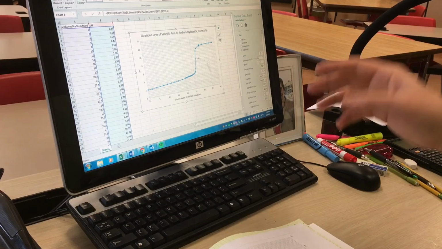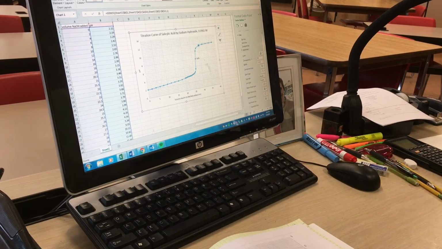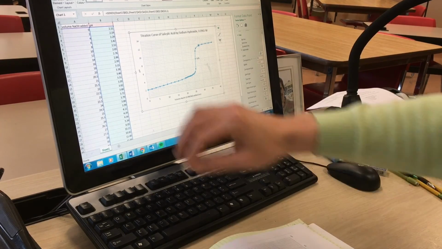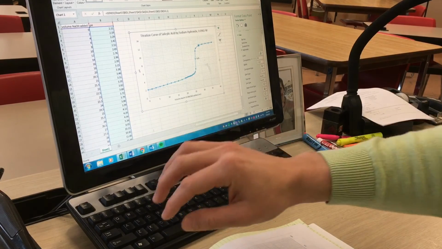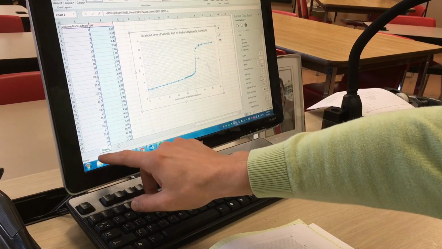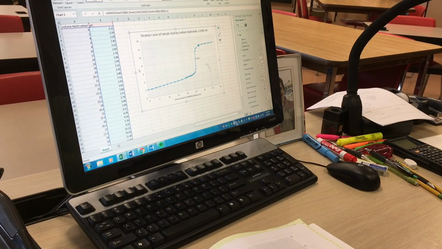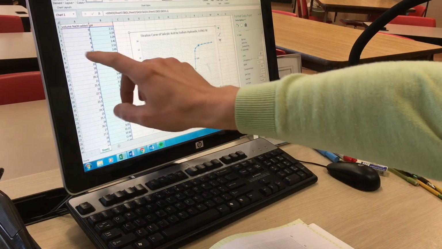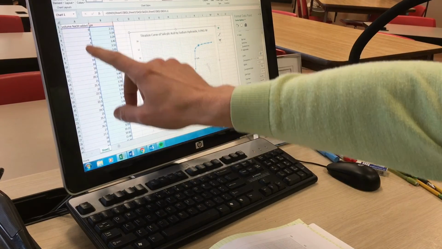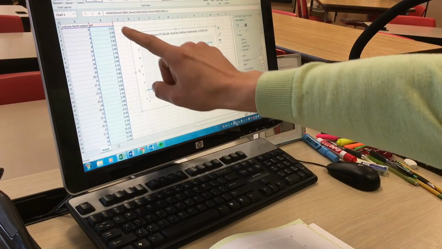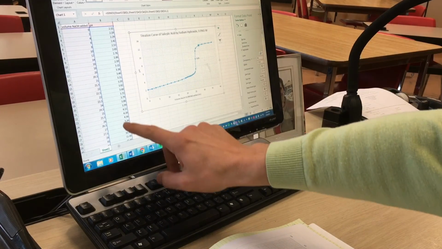All right, we got this done. We added NaOH, and so in Excel, we're going to graph our data. We're going to make one column for the volume of NaOH that we added, and then another column for the pH of the solution.